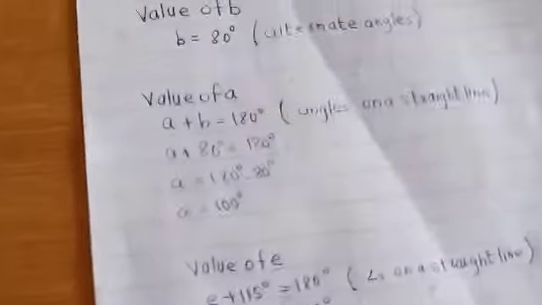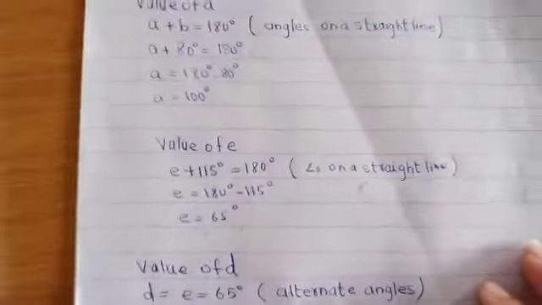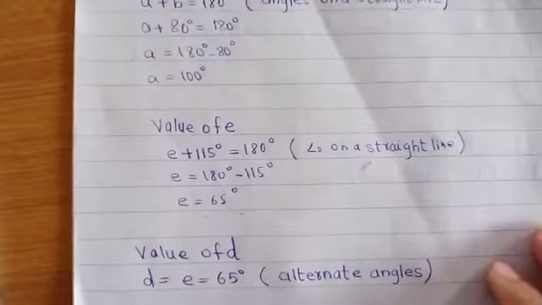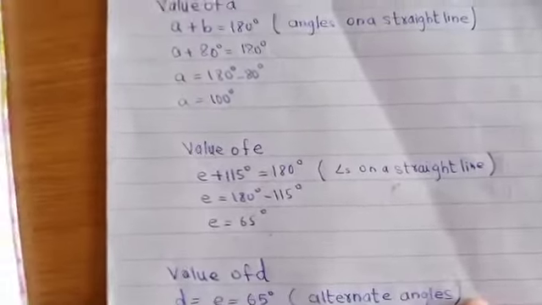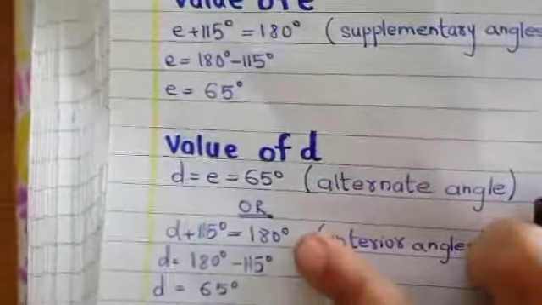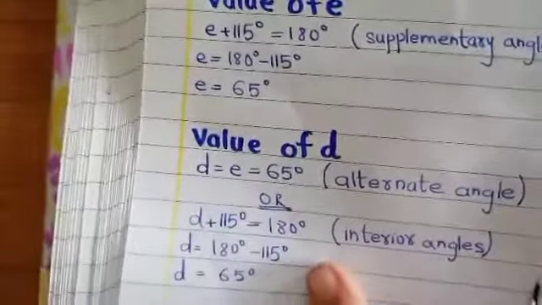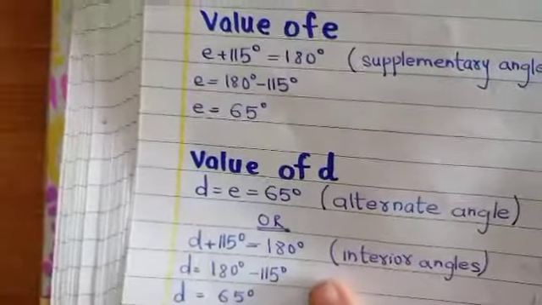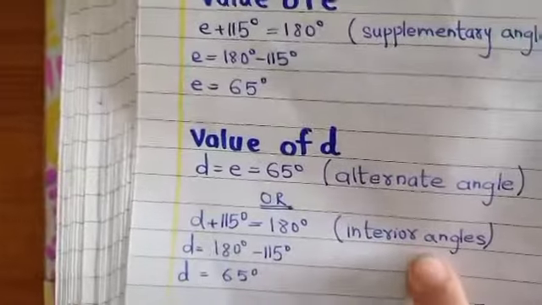So I can simply write, okay, I can simply write value of D is equal to E is equal to 65 degree. Why? Because alternate angles. And I'm showing you OR also. Here you can also do in this method. D plus 115 degree is equal to 180 degree. Why? Because they are interior angles.